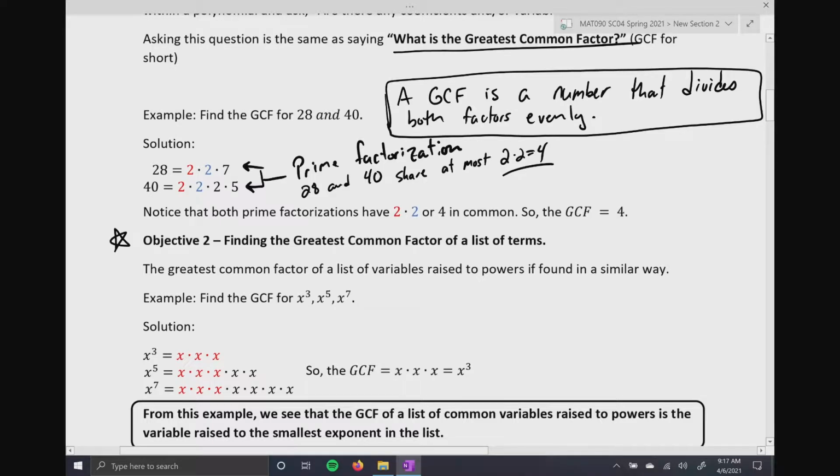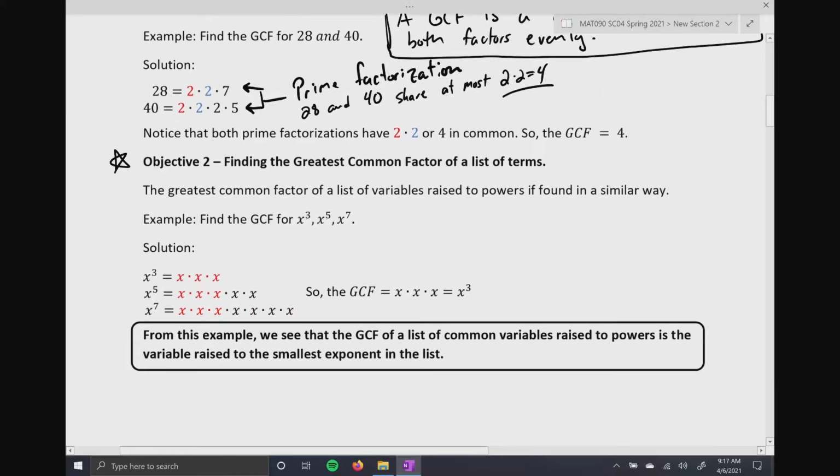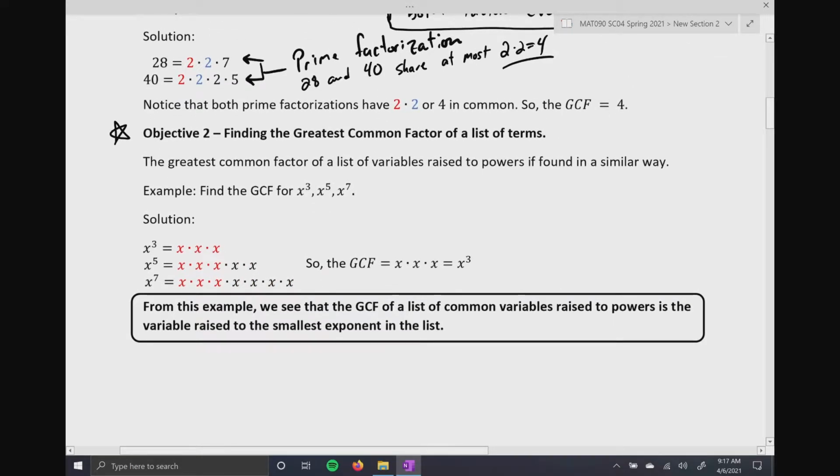So when we're looking at the GCF of a list of terms, what I have here, hold on a second. Don't bite this. No biting. Come on. Go that way.